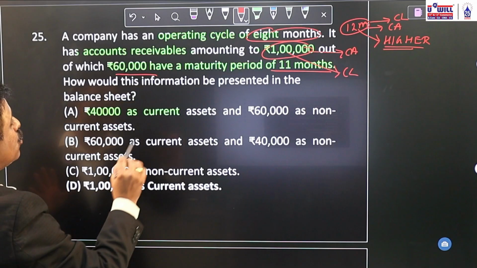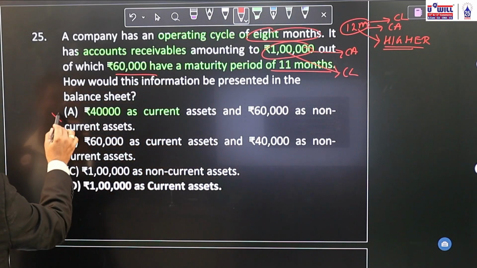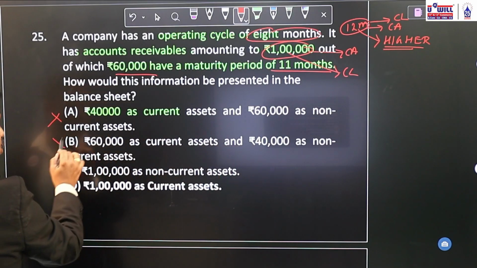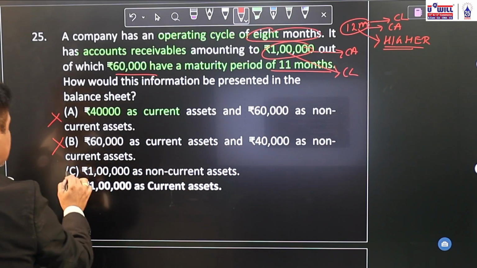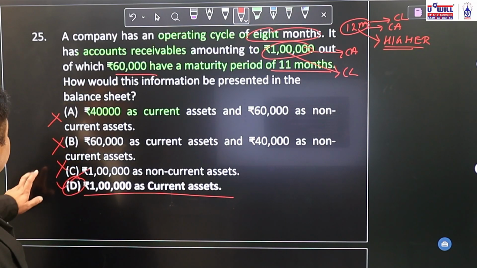Which option do you see that 1 lakh is current asset as well as current liability? This one is wrong. Here also 60 and 40 is wrong. 1 lakh is non-current asset, wrong. 1 lakh is current asset, is correct. Okay.